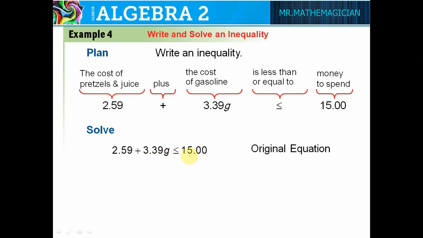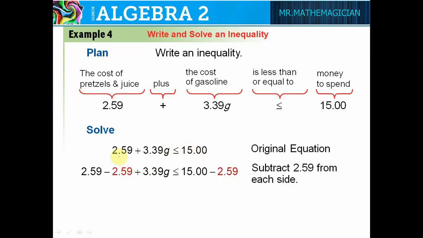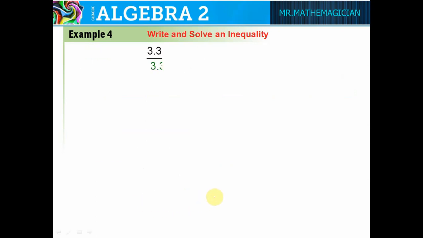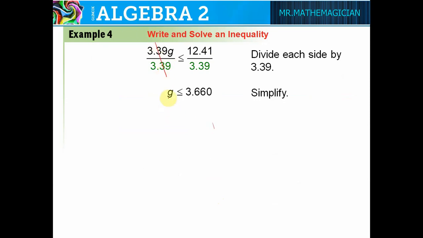Now it's easy to solve this one. If we subtract 2.59 from both sides, this got cancelled. So 3.39g will be smaller than or equal to 12.41. Now we need to divide by 3.39 for both sides. If you divide, this is gone, so g becomes alone now. G will be smaller than or equal to 3.66.